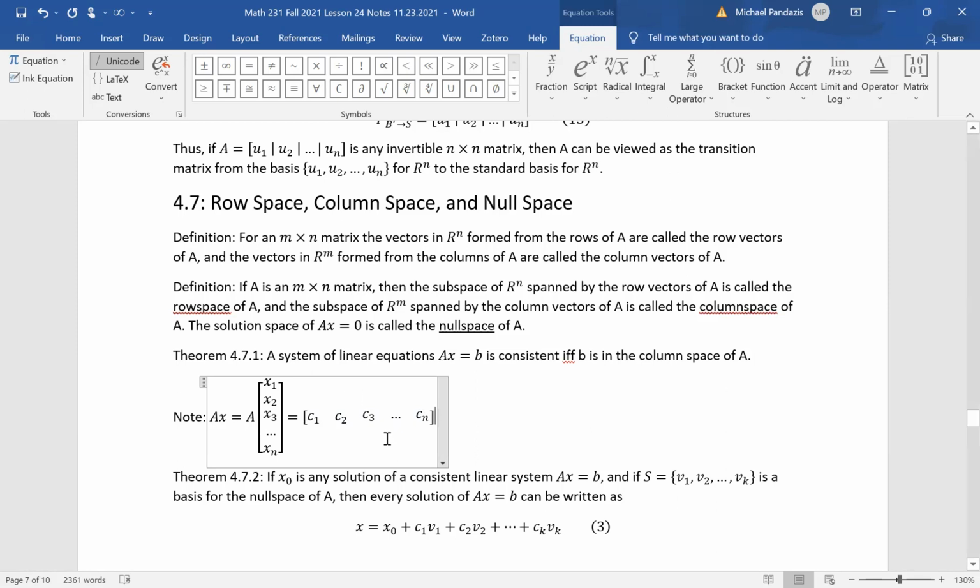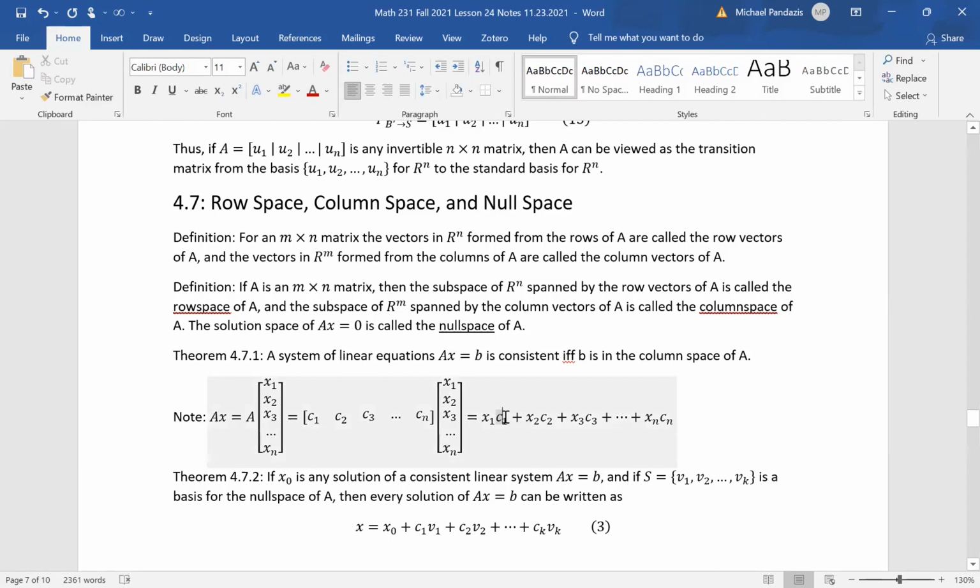Okay, so when you take that matrix A built on its columns, the C's are the columns of A. So this is a vector itself: the entire first column, the entire second column, the entire third, dot, dot, dot, the entire nth. If you take A times X, what you're doing is taking X1 times C1, where C1 is a vector, plus X2 times C2, plus X3 times C3, plus dot, dot, dot, plus Xn times Cn.